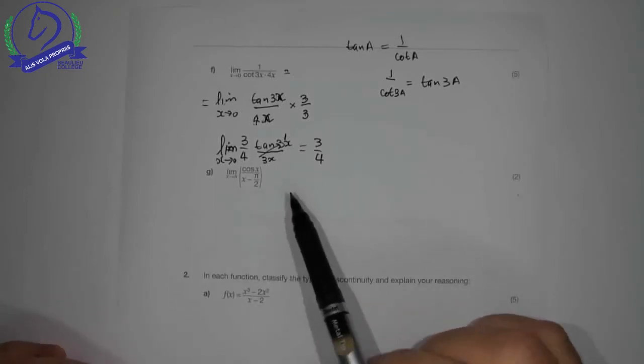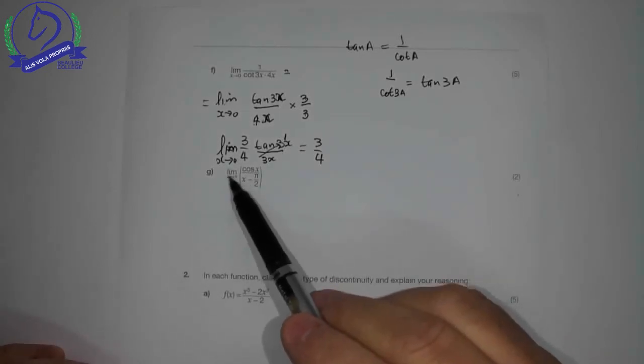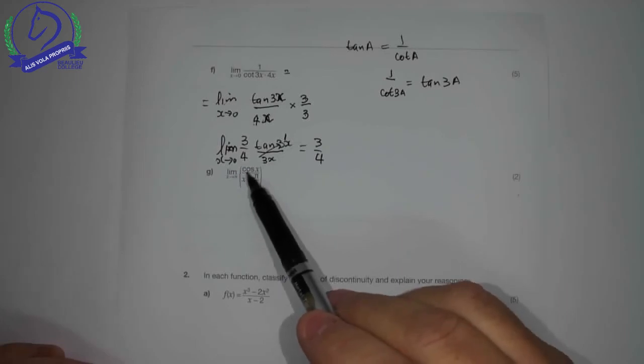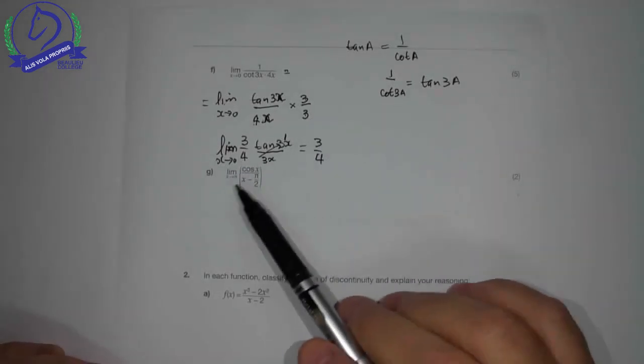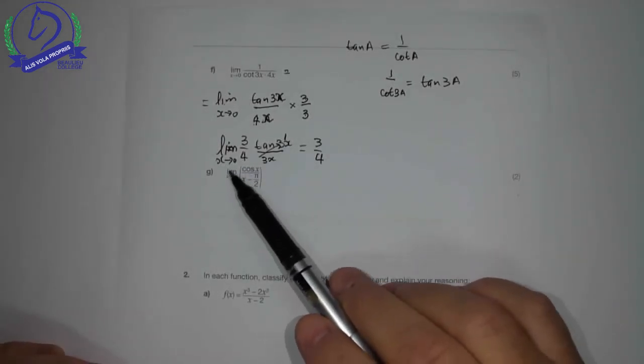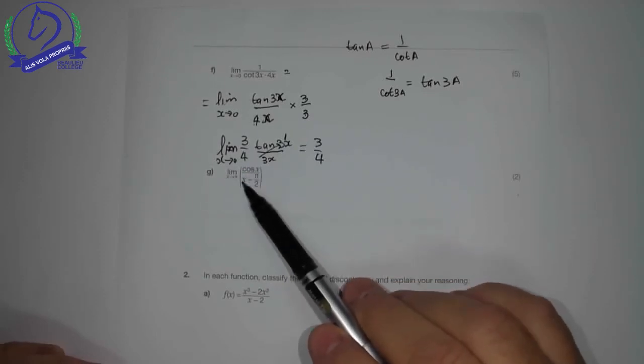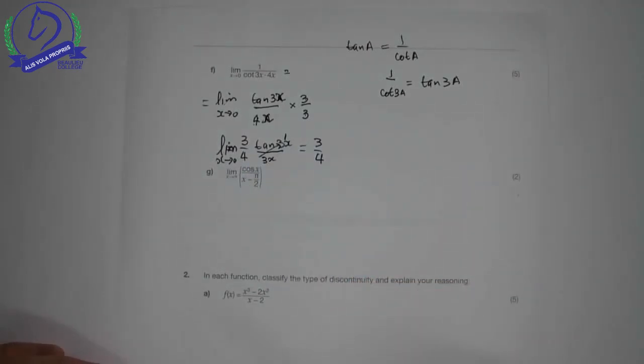The last of the three trigonometric limits. So here we have the limit when x tends to pi. Remember, pi is equivalent to 180 degrees in the conversion. But anyway, we're not going to consider that for the moment. The limit when x tends to pi of the cos of x over x minus pi over 2.